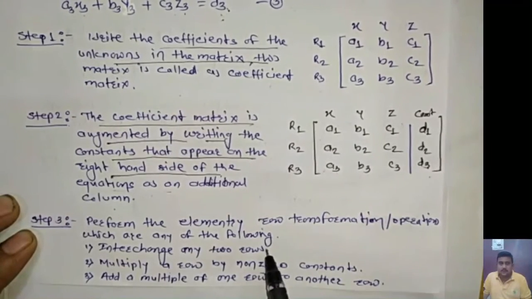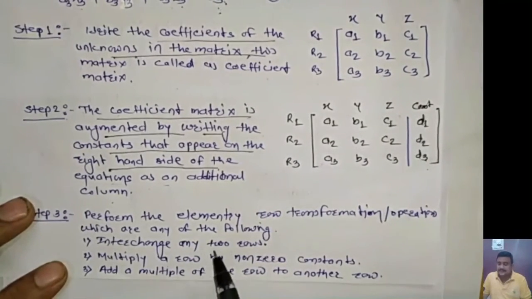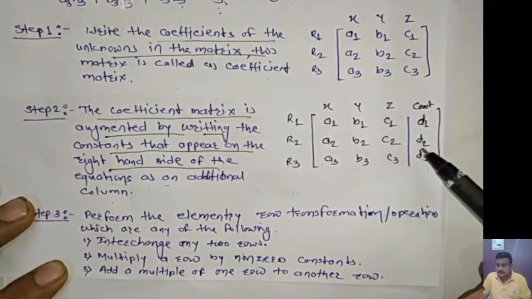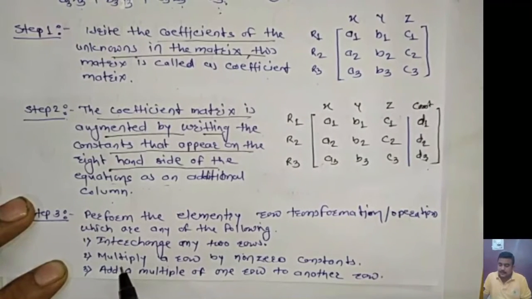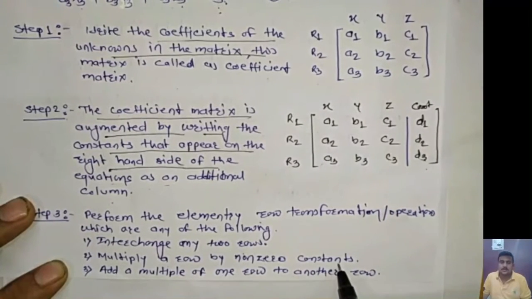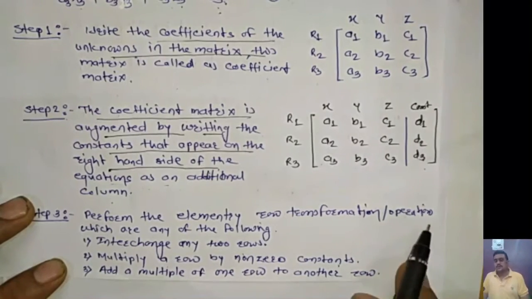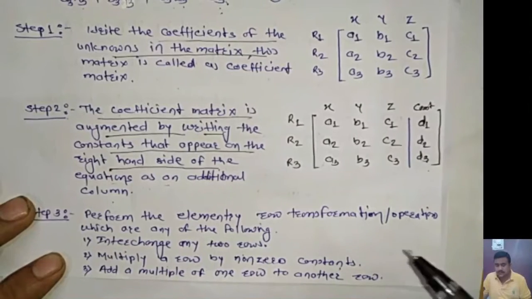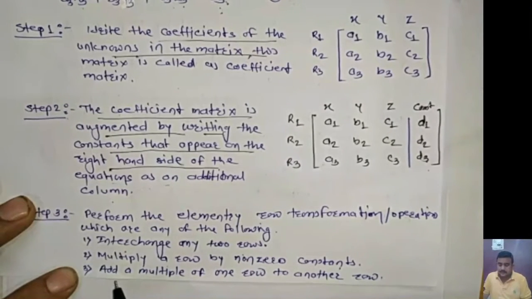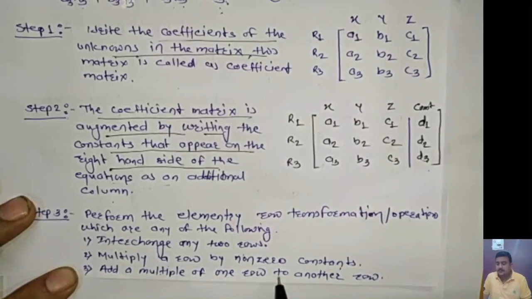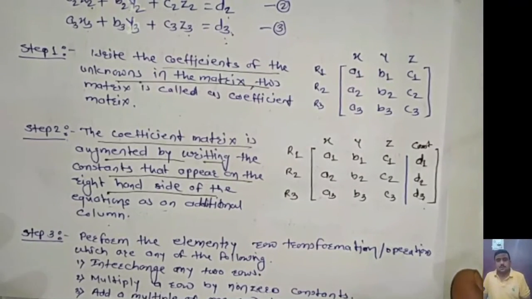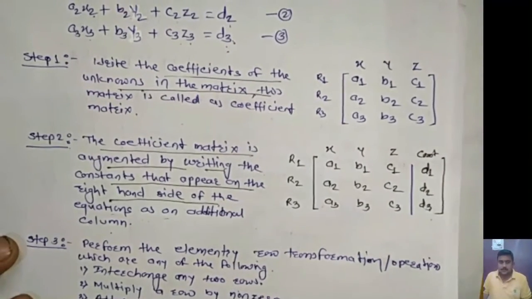Now step 3 for solving the matrix is to perform elementary row operations, which are any of the following. First one is to interchange any two rows. We can interchange these rows among themselves. Second is to multiply a row by a non-zero constant. Third one is to add a multiple of one row to another row. This will help us to calculate the values of the unknowns.